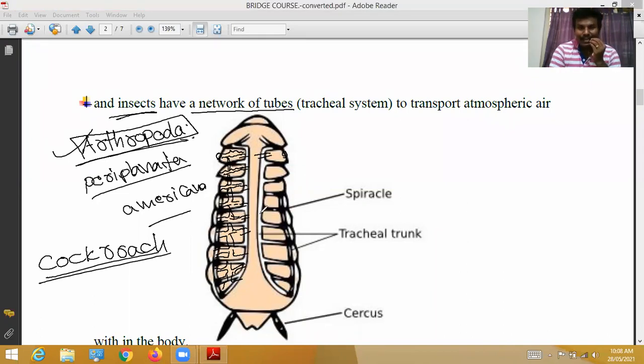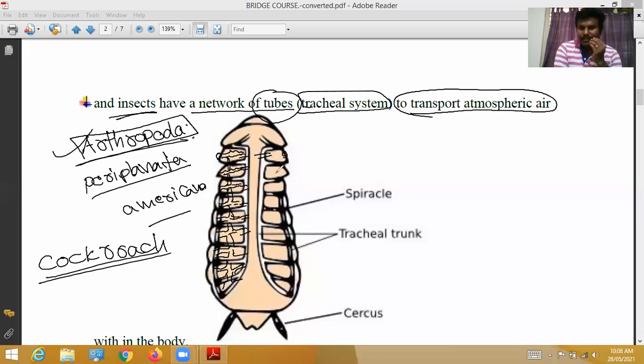Like us, they don't have a special respiratory organ like a nose. But they perform respiration through tube-like structures. That kind of respiration is called the tracheal respiratory system. So cockroach or insects generally show a tracheal system through which atmospheric air is transported into the body parts. Here spiracles are present. Spiracle means a small aperture, a small hole or pore-like structure.